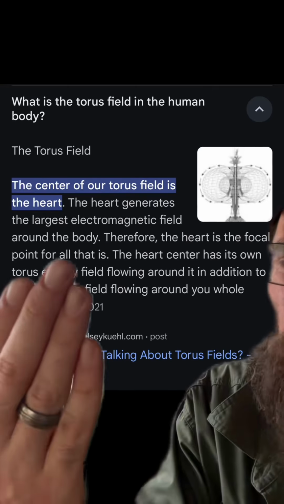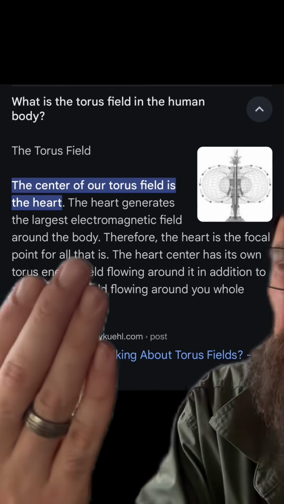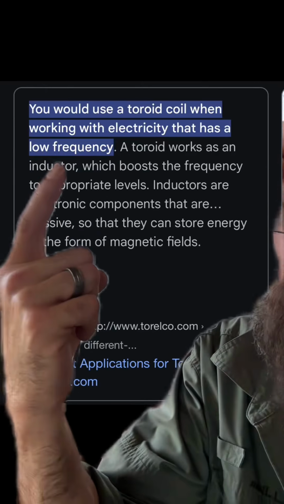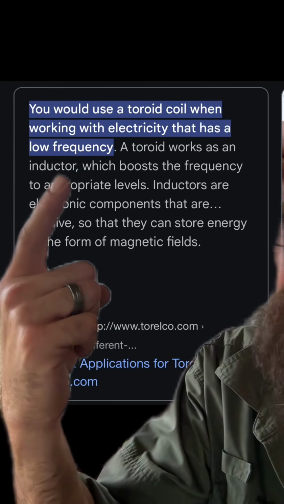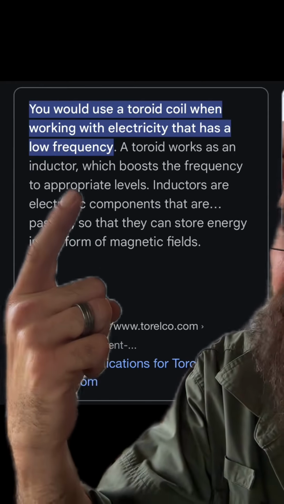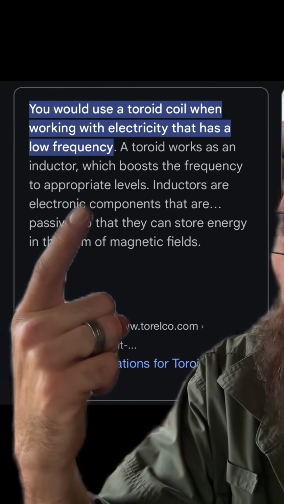And now let me bore you with some heavy science. The center of our torus field is the heart. The heart generates the largest electromagnetic field around the body. You would use a toroid coil when working with electricity that has a low frequency. A toroid works as an inductor which boosts the frequency to appropriate levels.